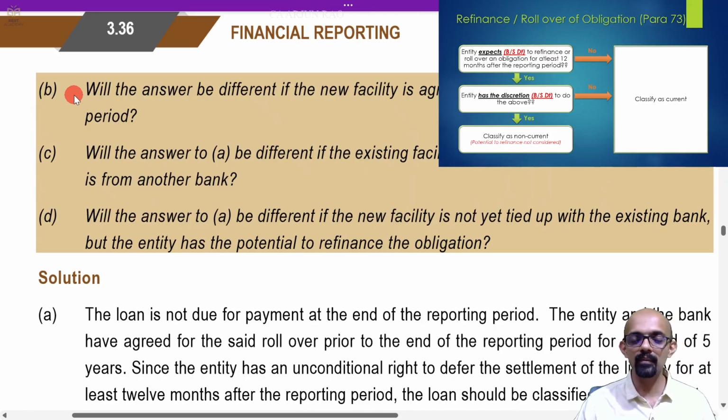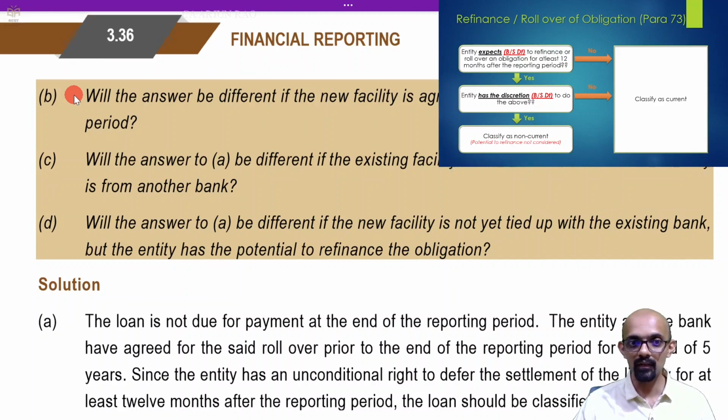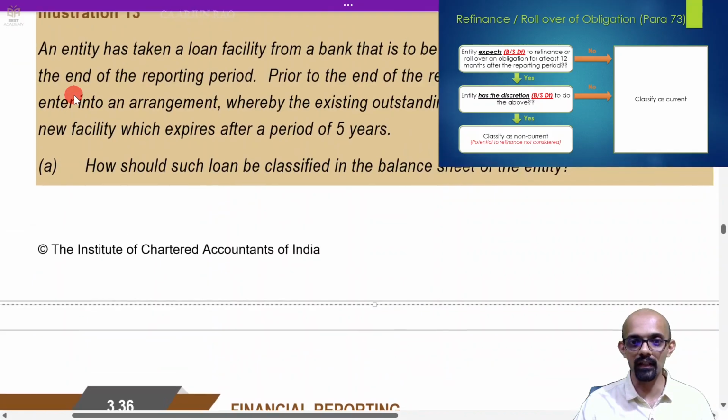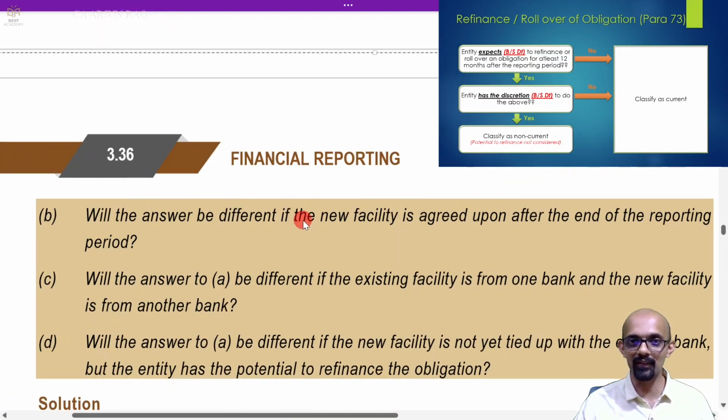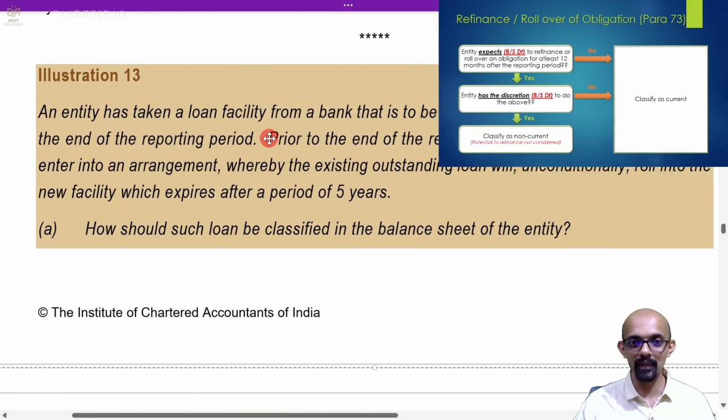So, next is, will the answer be different if the new facility is agreed upon after the end of the reporting period? Then it becomes potential to refinance. So, that should not be considered while analyzing whether it is current or non-current. We just go by the first statement, that is, we are assuming all this happened after the end of the reporting period, not before the end of the reporting period. That means at the end of the reporting period, this has not happened. We only have this situation, that is, it has to be paid within 9 months. So, what will be your answer? The answer will be current.